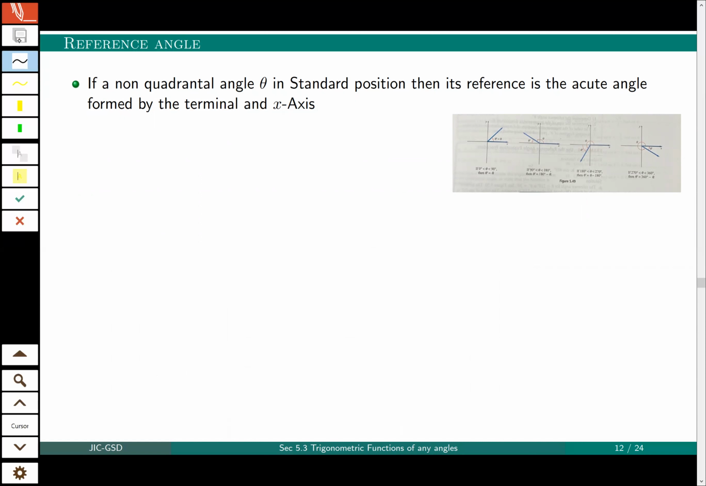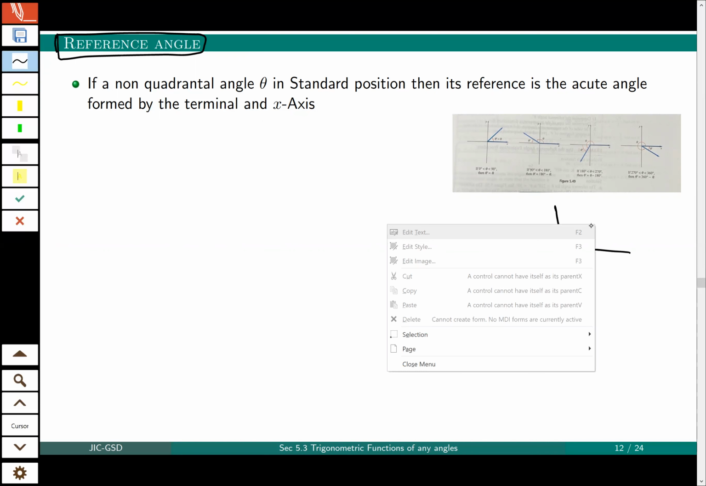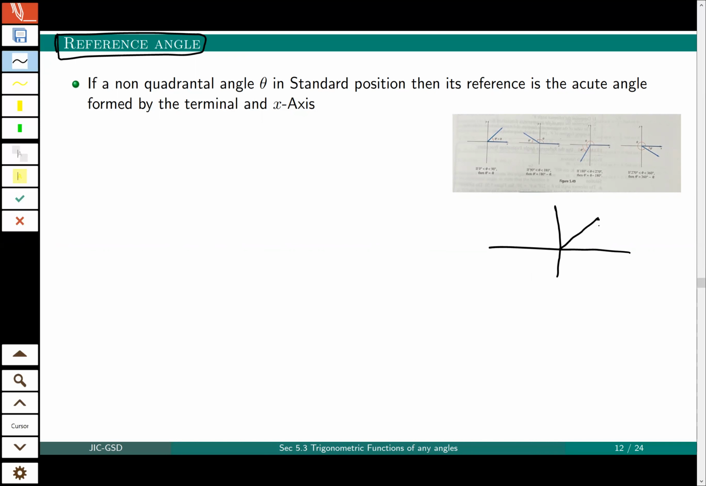For a non-quadrantal angle, we need to speak about one of the most important concepts, which is the reference angle theorem. To speak about it, we first need to recognize what the reference angle is in each quadrant. In quadrant number 1, the reference angle is the same angle, so we are actually referring all the angles to the first quadrant. If we are speaking about quadrant number 2, what is a reference angle first?